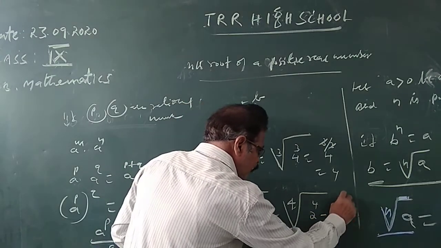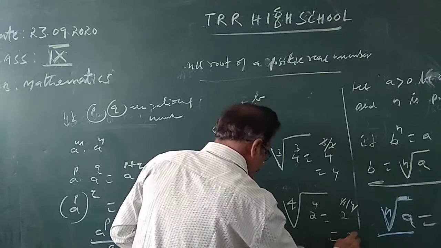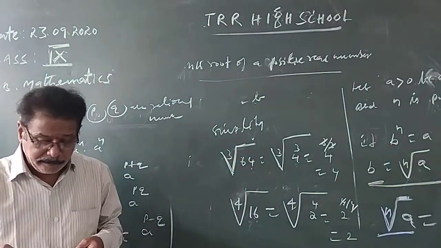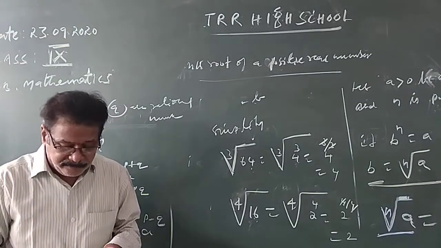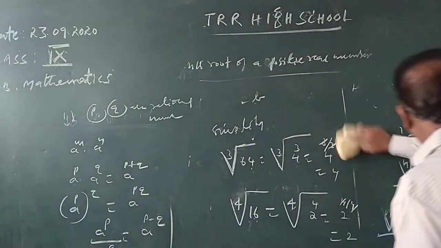Like this, 2 to the power of 4 by 4. That is equal to 2. The 4th root of 16 is 2. Like this, you can simplify problems using this. Similarly, you can do more problems.